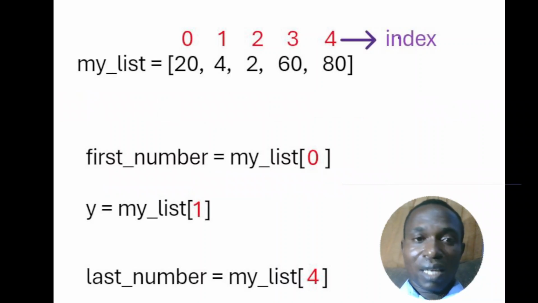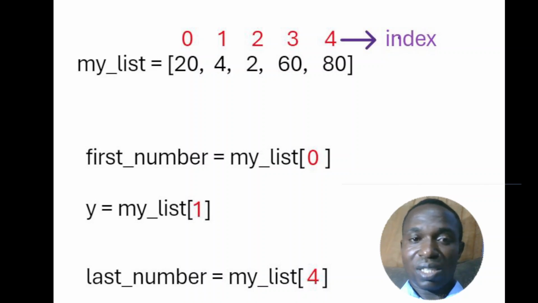Alright, from this line, my_list equals 20, 4, 2, 60, 80, all enclosed in square brackets. Right, this is a typical example of a list. And every member of a list has its own position, which we call the index. So 20 is at index 0, 4 is at index 1, 2 is coincidentally at index 2, 60 is at index 3, and 80 is at index 4.